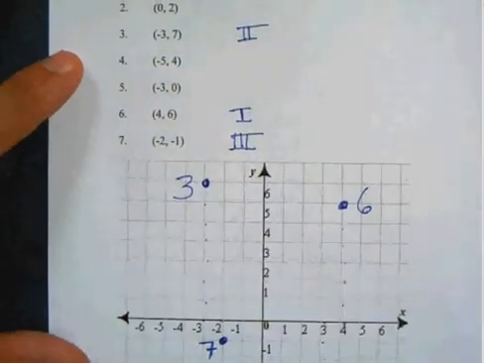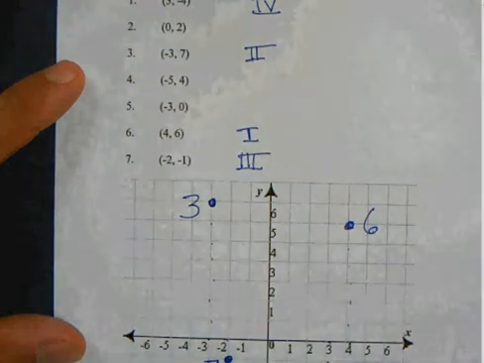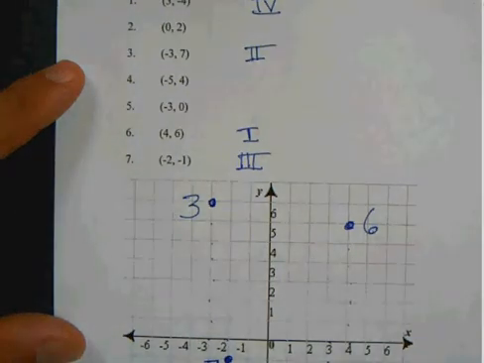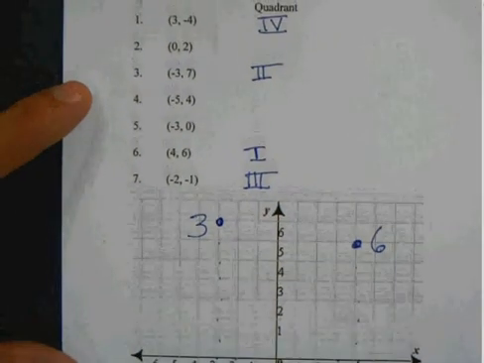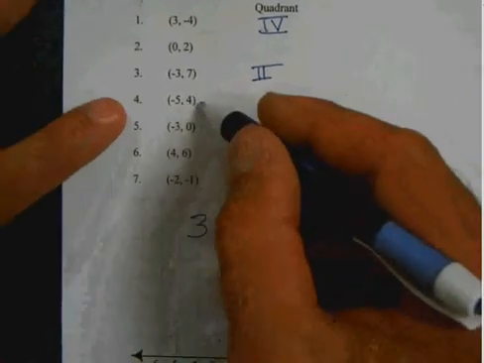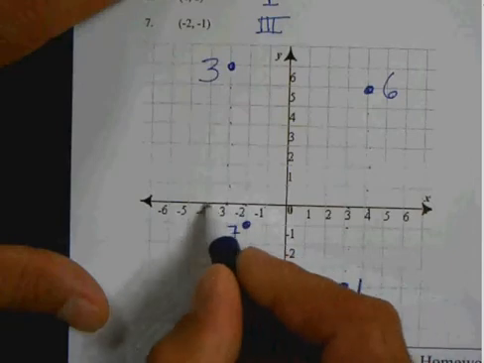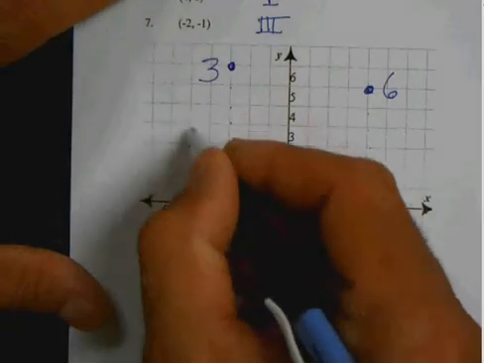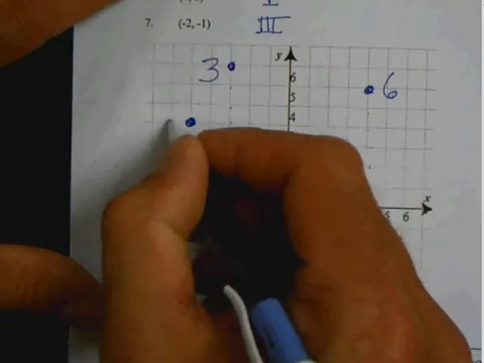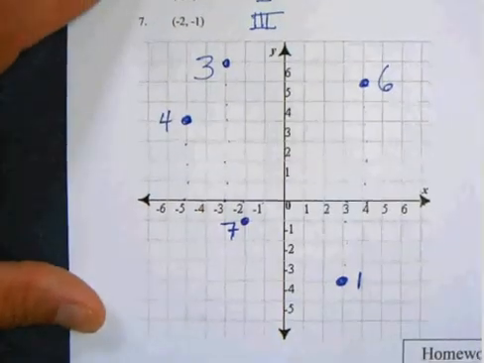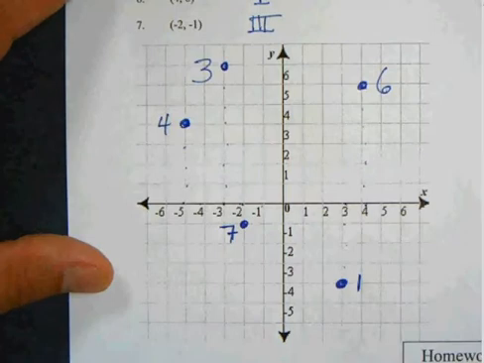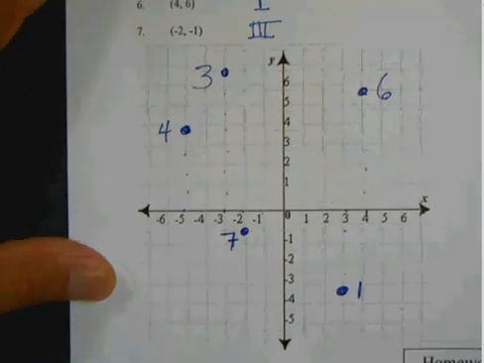Who can do another one for me? Talk to me here. Jump in. Andrew, go ahead. Number 4. -5, comma 4. You go 5 left, 4 up. What quadrant? Okay, so that's the 2nd as well. All right, couple left. I got number 5 and number 2.